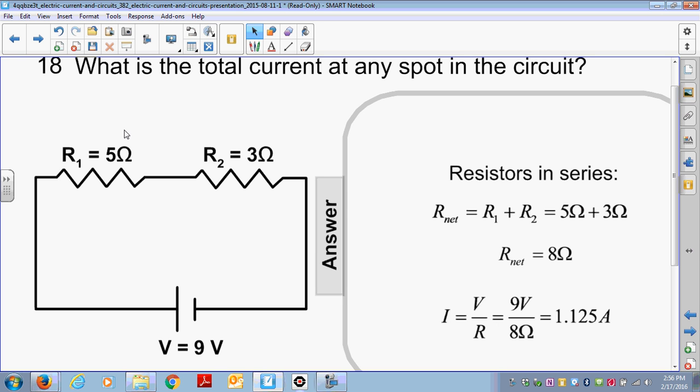We would need to know what the voltage drop was for R1 and what the voltage drop for R2 is. Remember, it's not going to be 9 volts. 9 volts is the sum of V1 plus V2. So I is equal to the 9 volts divided by the 8 ohms, and that gives us 1.1 amps.